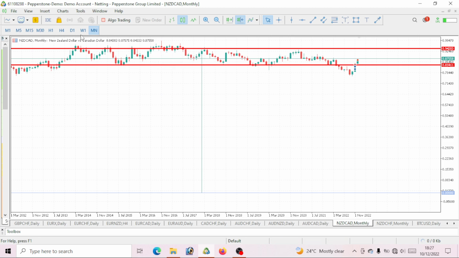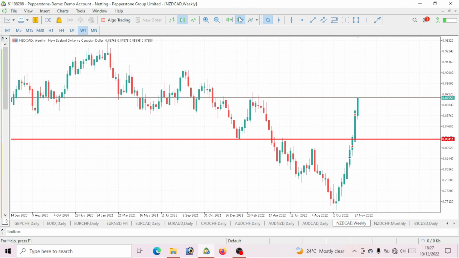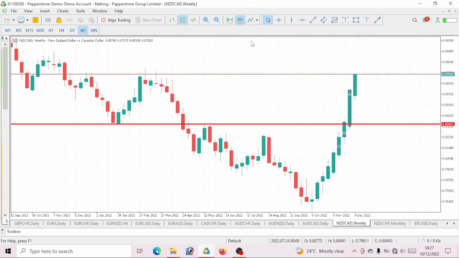So that should now take us to the weekly time frame. You take a look at it, you can see a massive bullish move. Look at this week here: week 1 bullish move, week 2, week 3, week 4, week 5, week 6, week 7, week 8, week 9. For a good nine straight weeks, New Zealand dollar to CAD has been giving us a bullish move.